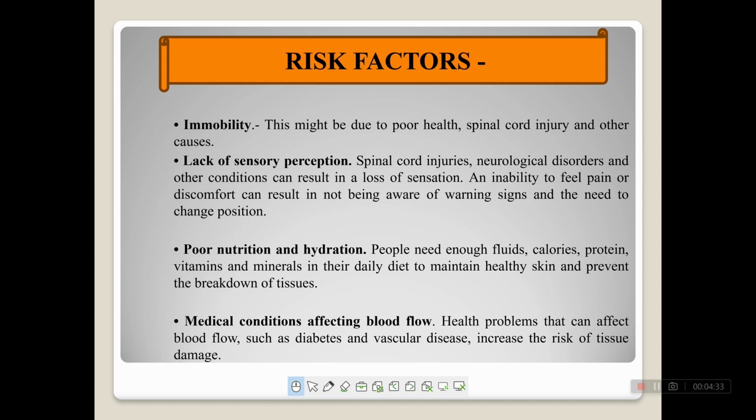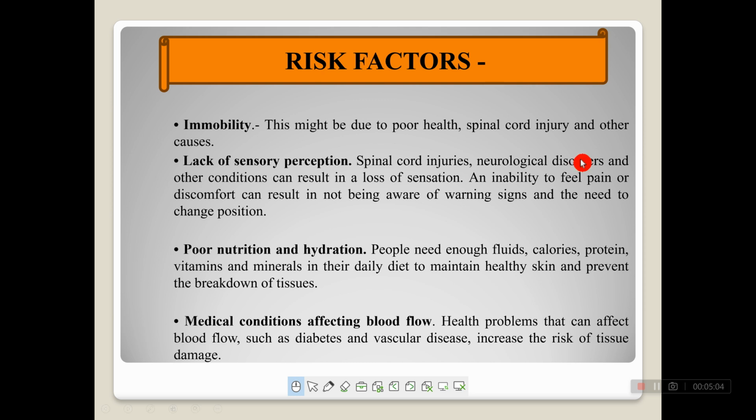The second risk factor is lack of sensory perception. Lack of sensory perception, like in spinal cord injuries, neurological disorders and other conditions, results in loss of sensation. Loss of sensation means the patient is unable to feel pain. In those cases, they don't feel any pain or discomfort, so they don't know when to change position.